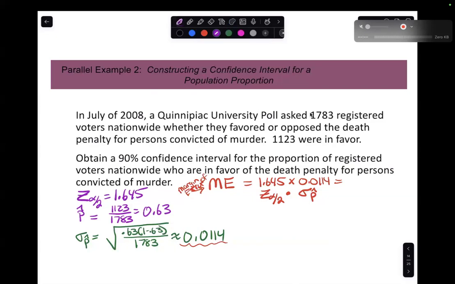When I put this in my calculator, my margin of error should be different. It should be 0.01875. I knew something was wrong. I was like, what is going on here? Okay, once again, thank you.